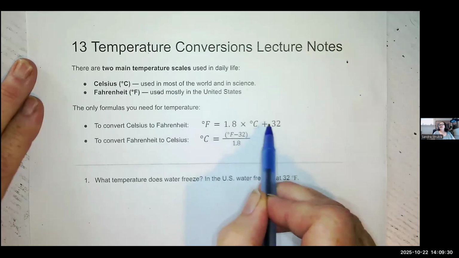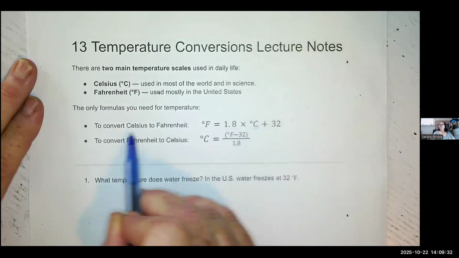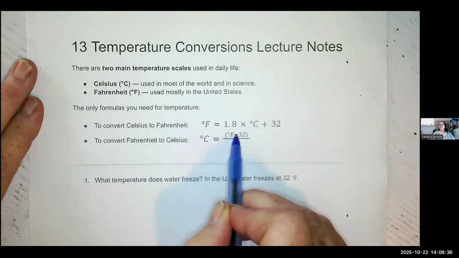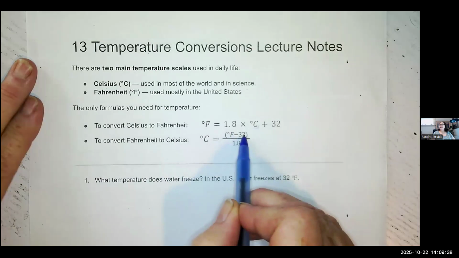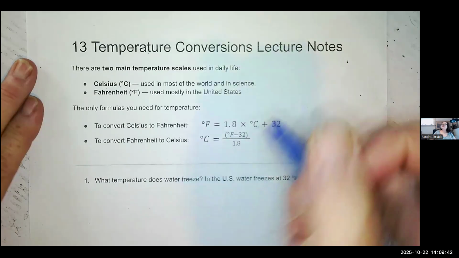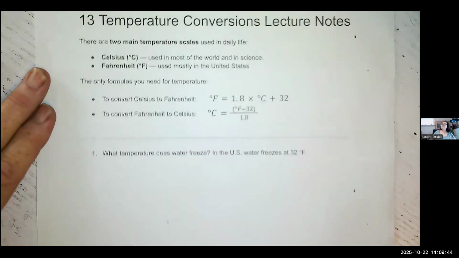To convert from Fahrenheit to Celsius, you go Fahrenheit minus 32 and then divided by 1.8. I'll show you how to put this in your calculator to make sure you know how to do this, because this could be an issue if you don't know how to do that properly.